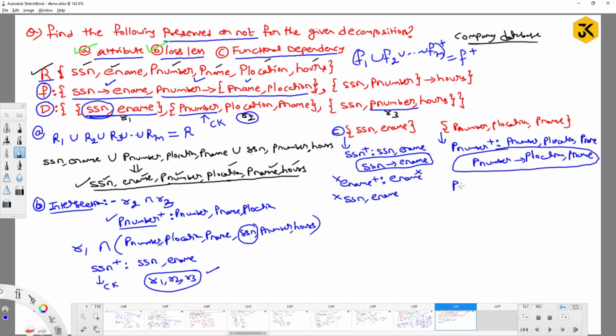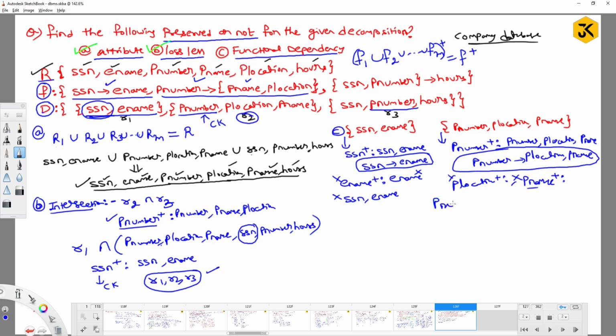Next, similarly find the P location closure. Is there any FD possible? No, only trivial is possible. Similarly, P name closure, are there any FDs possible? No, only trivial is possible. So I can cancel these. Similarly, you have to go with two-level attributes, right?